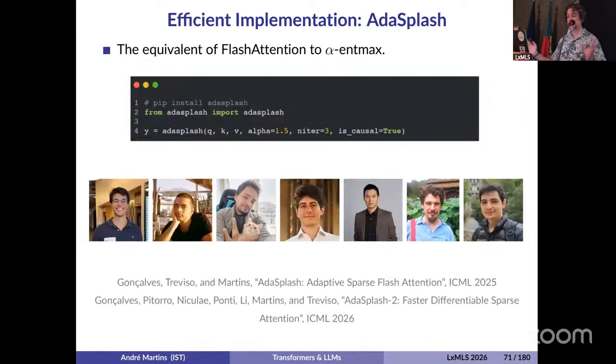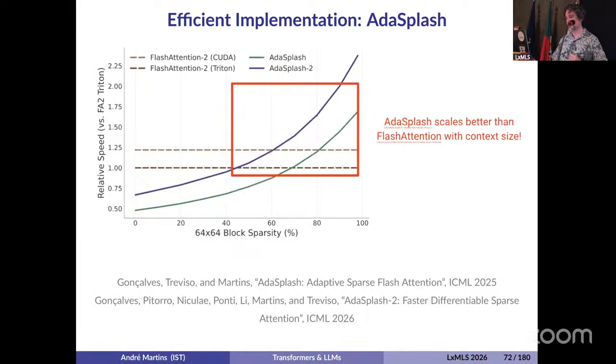But recently, only recently, starting last year, there were 2 papers at ICML, one last year, another one this year. One of my students got very excited about this. He started to write efficient implementations in Triton, and we came up with the equivalent of flash attention for these sparse attention mechanisms. So I'm going to skip this because Marcus is going to talk about this in more detail.